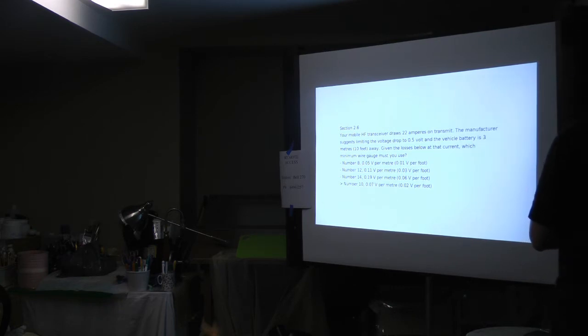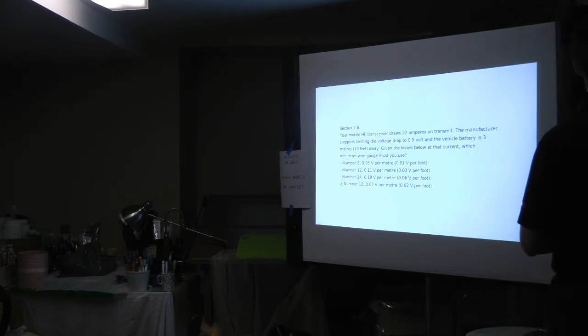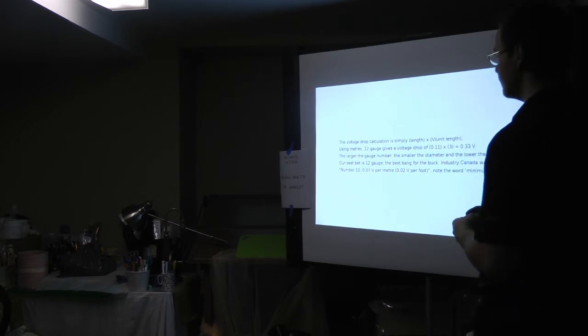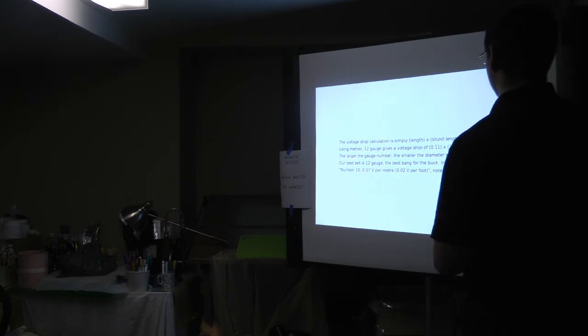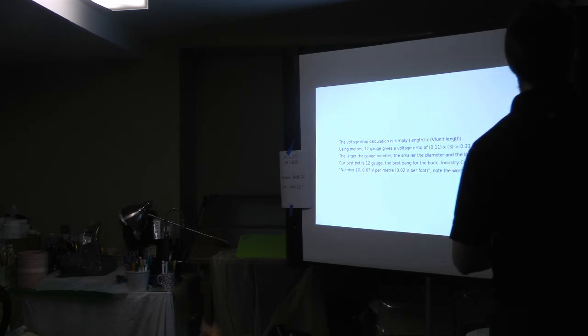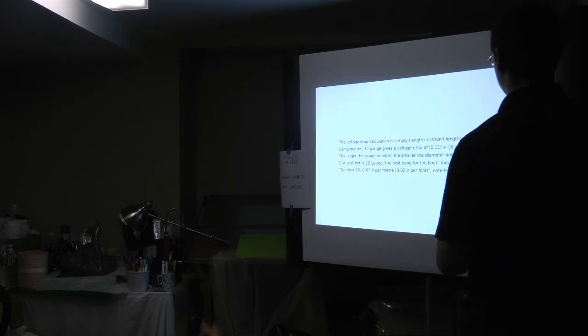0.03 volts per foot, and then we have 10 feet we have to go. Next slide. So what's the formula? We just take the length times the volts per unit length. We go 10 feet and multiply by 0.03, which gives us the voltage drop. The larger the gauge number, the smaller the diameter and the lower the cost. Our best is 12 gauge.